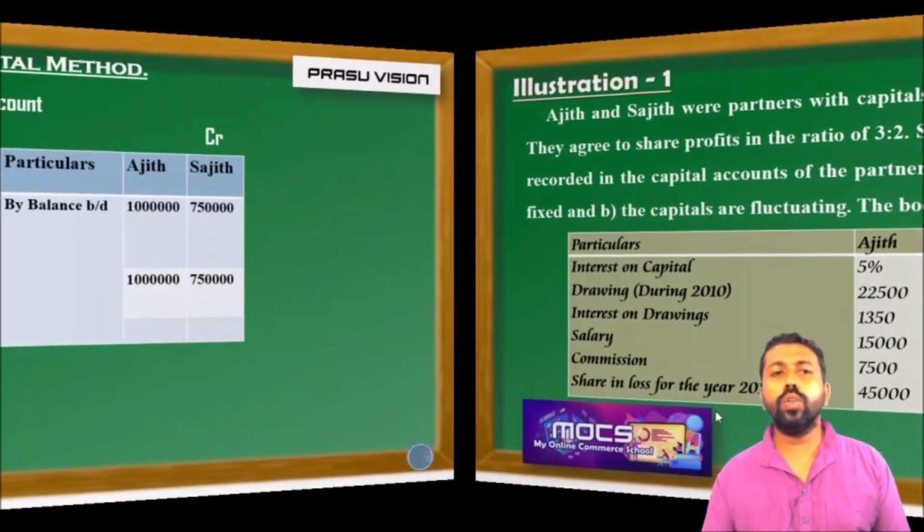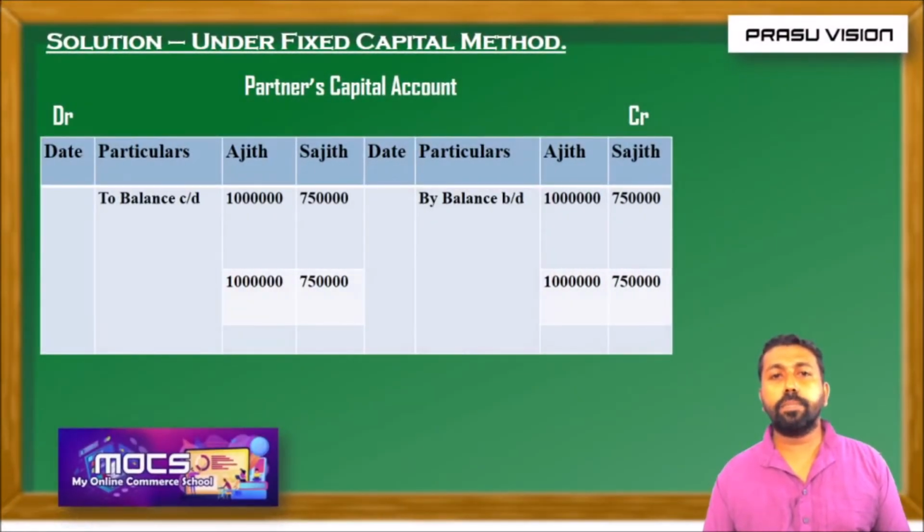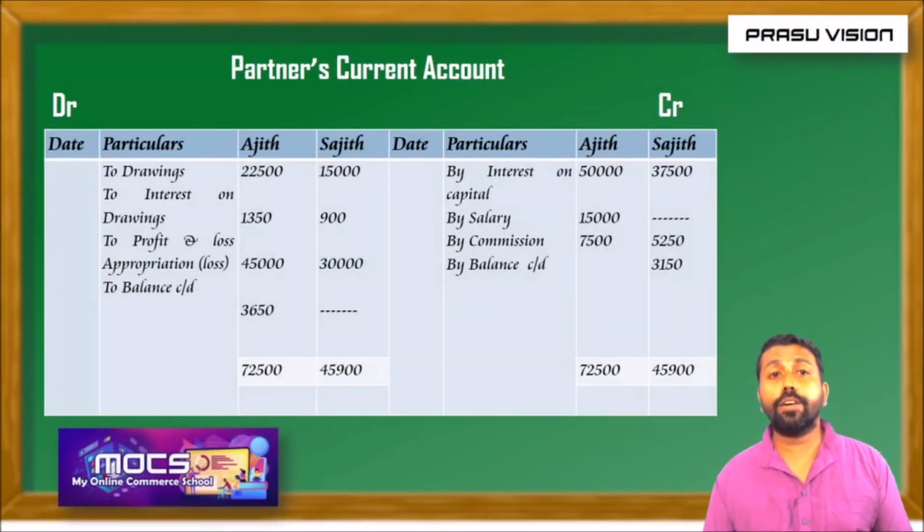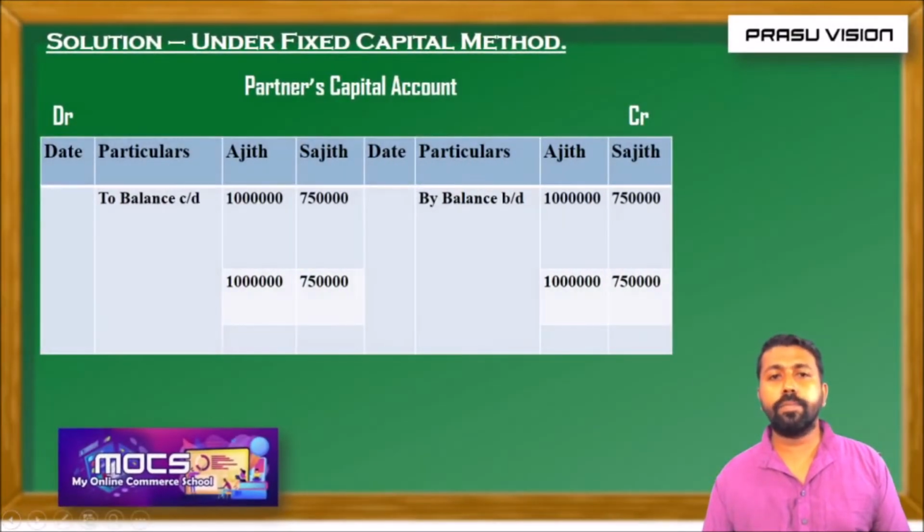So first of all, we are going to prepare the capital account as per the fixed capital method. You know very well, under the fixed capital method, we are preparing partners capital account and partners current account. So partners capital account is prepared first. First of all, we have to draw the format, and as I said, depending upon the number of partners, we have to add more columns. So two partners are there in the question. So first of all, we have to write the opening balance, balance brought down, 10 lakh and 7 lakh 50,000.